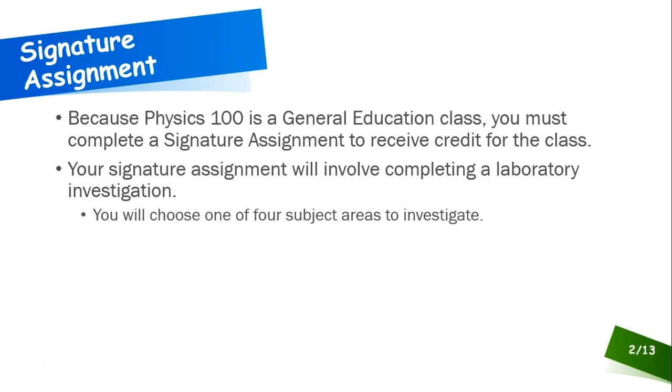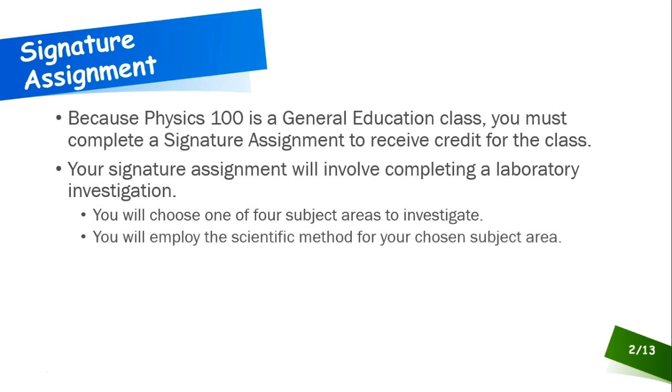First of all, you actually get a choice of what subject area you're going to be investigating. So whereas many of the labs, the subject area is chosen for you and you just run through it, with the signature assignment, you have a choice. There's 4 different options, and we're going to go through each of those options in this video. You're going to employ the scientific method for your chosen subject area.